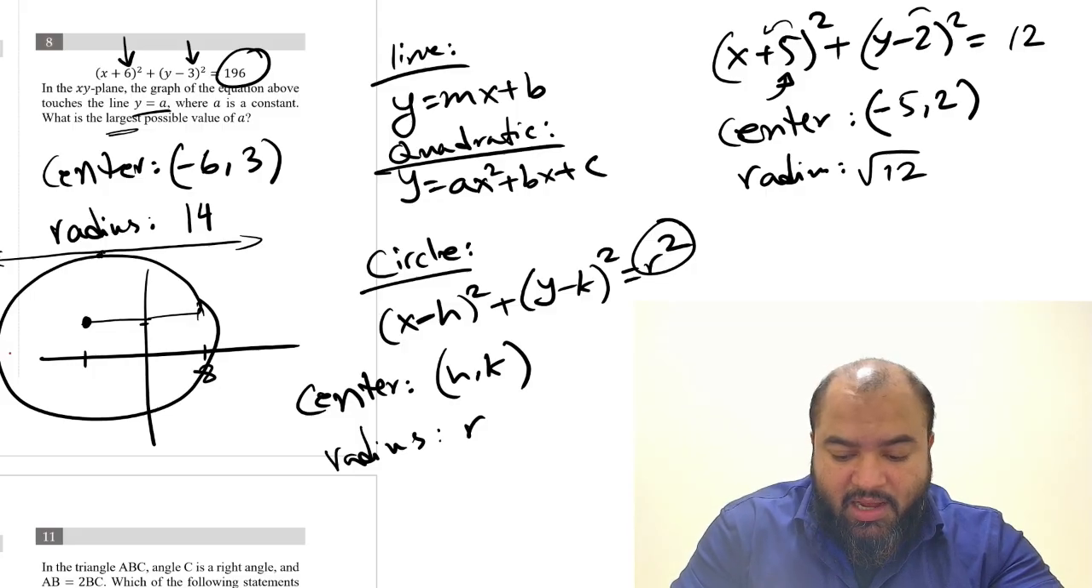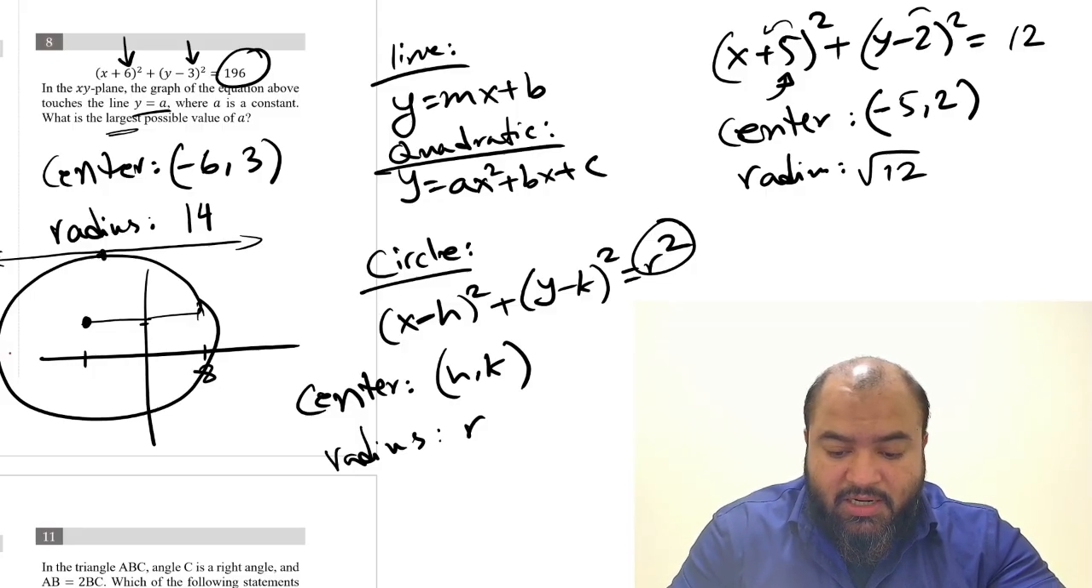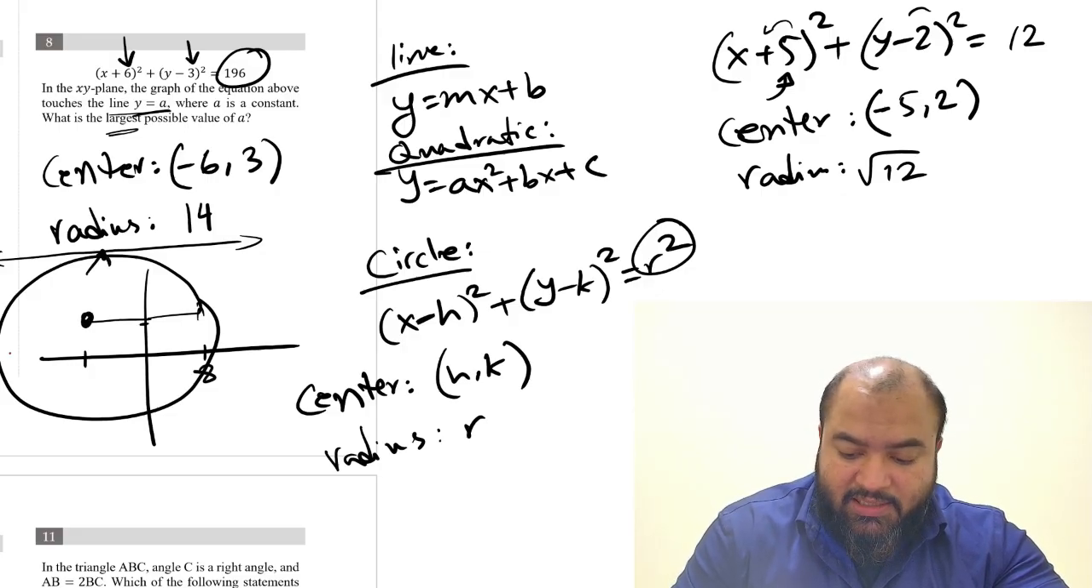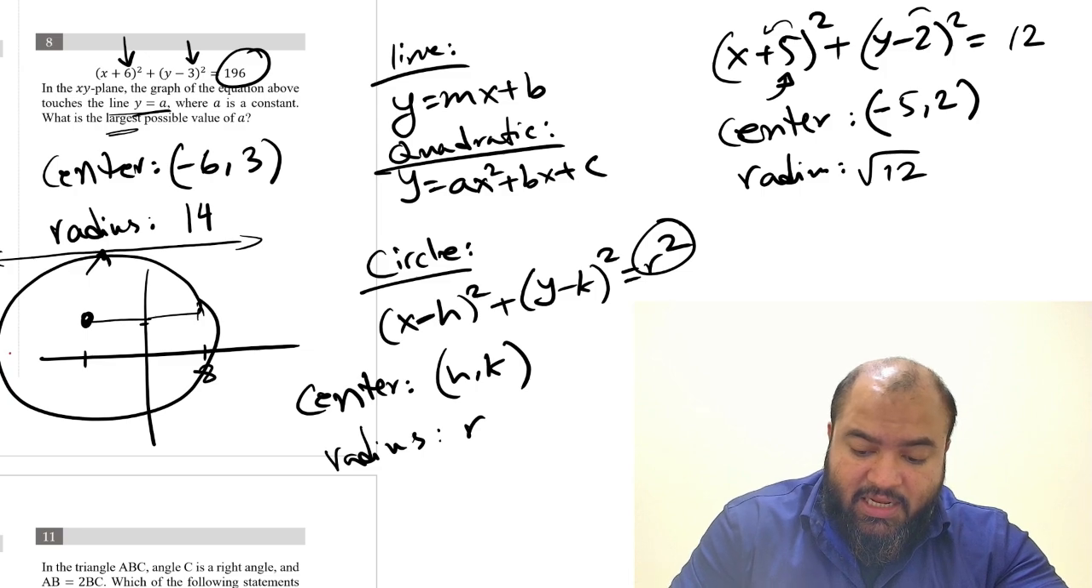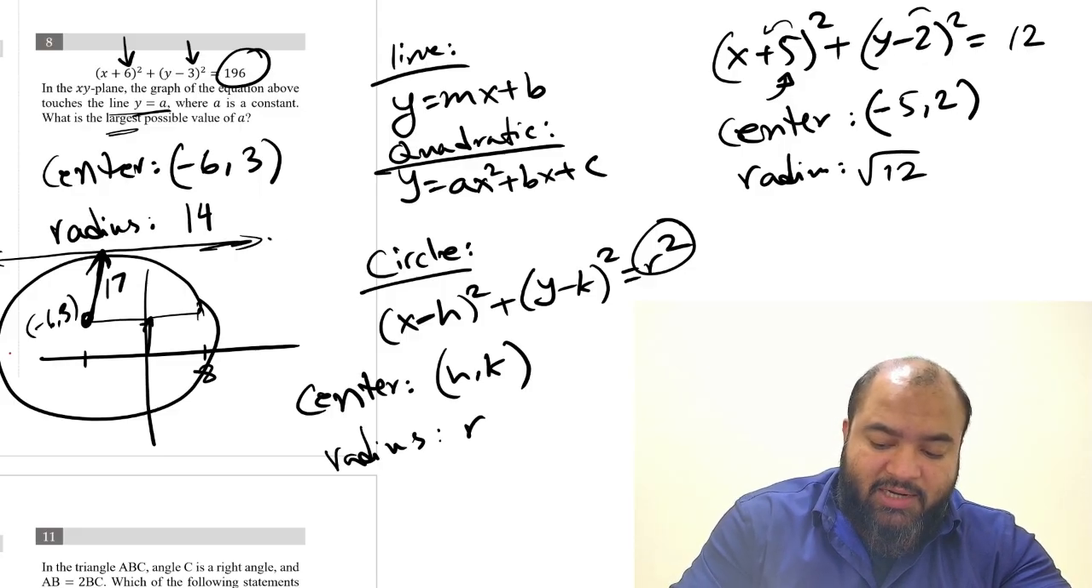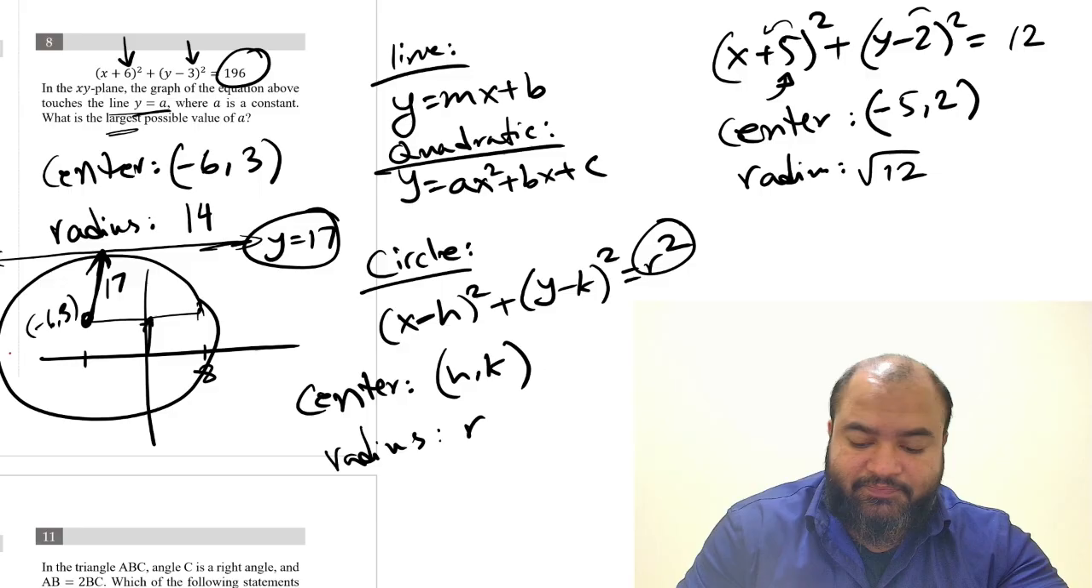So this is on the top, touching the circle, because they said the graph of the equation touches the line. So y equal to a will be on the top. From the center, if you go up, remember the center was what? Negative 6 and 3, right? Now 3 is the y coordinate. So if you go up, how much up do you have to go? You can only go the radius, which is 14. So 3 plus 14, 17. So this line will be y equal to 17.